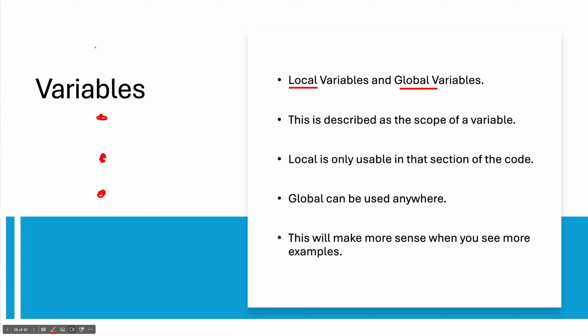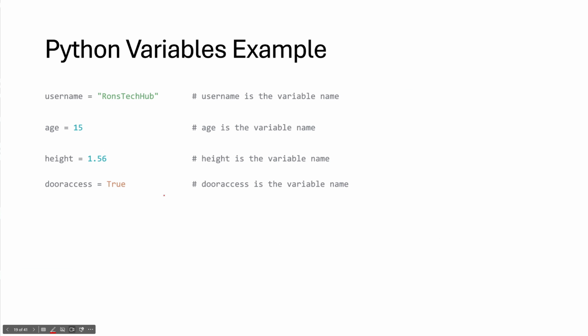A global variable would be something that's at the very top that this function can make use of, and so can this one. Whereas a local variable can only be used inside of the function it was created in. And here are some variable examples.